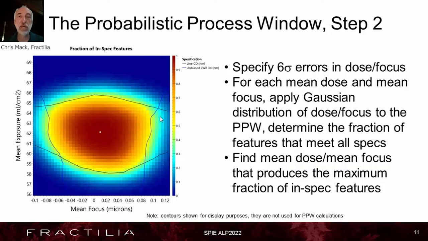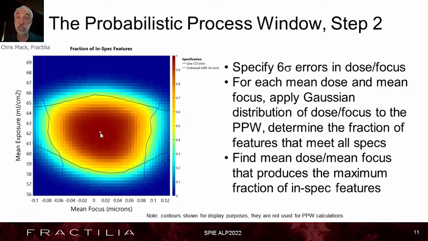The next step of the probabilistic process window would be to take every mean dose value, mean focus value, and apply some Six Sigma process error. So pick a value of how much error in focus you have, how much error in dose you have, and then calculate the fraction of features that meet all the specifications. We do that again for every setting of dose and focus, and we get this fraction of in-spec features plot. The point at which we get the maximum fraction of in-spec features is how we would define, in the most logical way possible, the best dose and focus values.